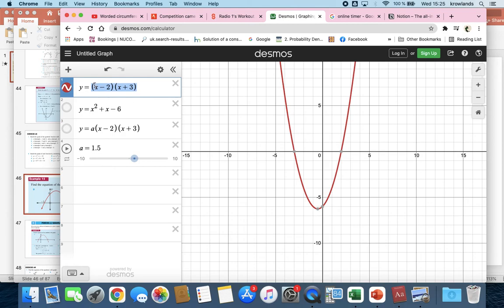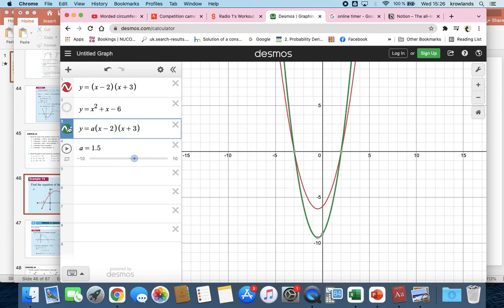Now, even though this format works for all graphs, this doesn't encompass all types of graphs because technically you can multiply the brackets by a multiplier, for example, a, and you could change these numbers around here as well. So let's say, for example, our graph is y equals a, x minus 2, x plus 3, and we want to find, using this graph, not the red graph, what the equation of the line is.